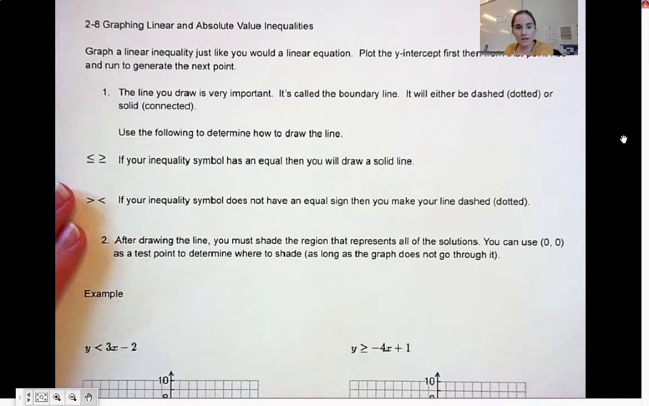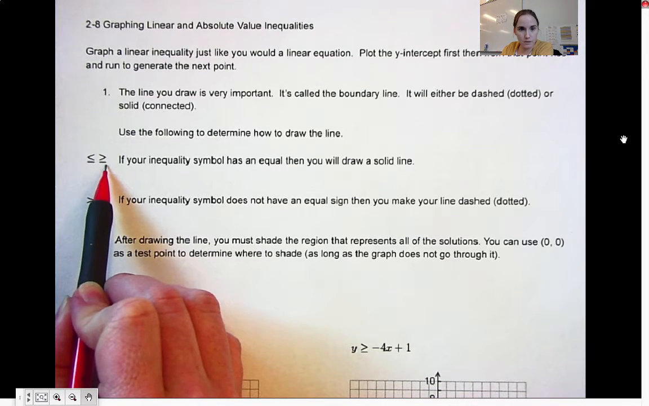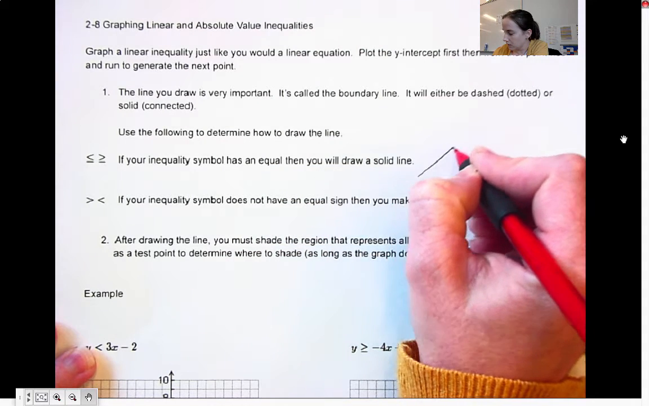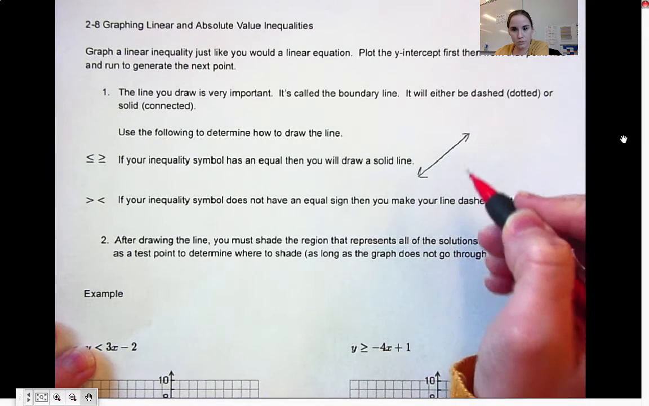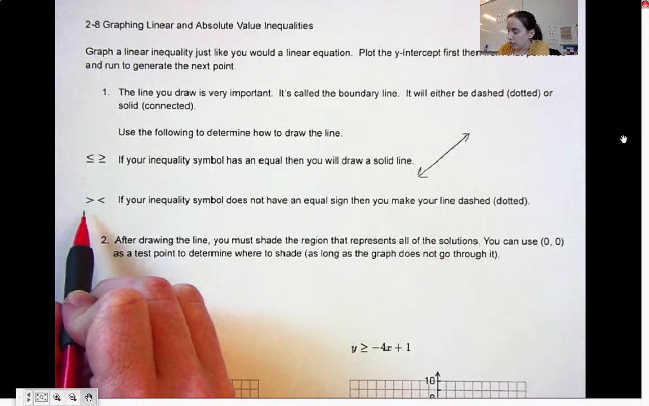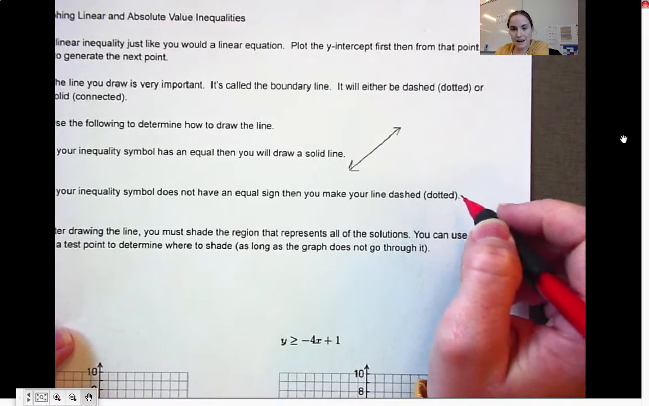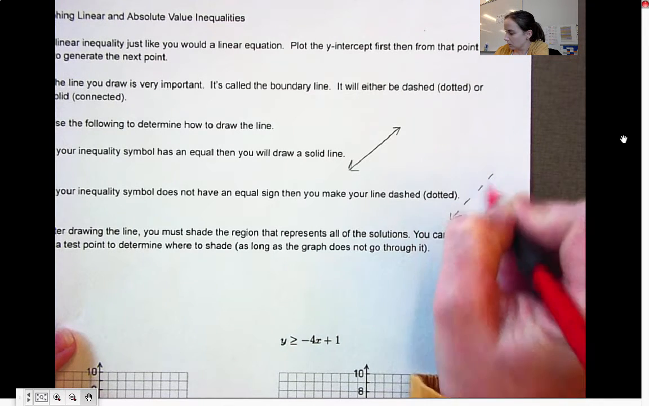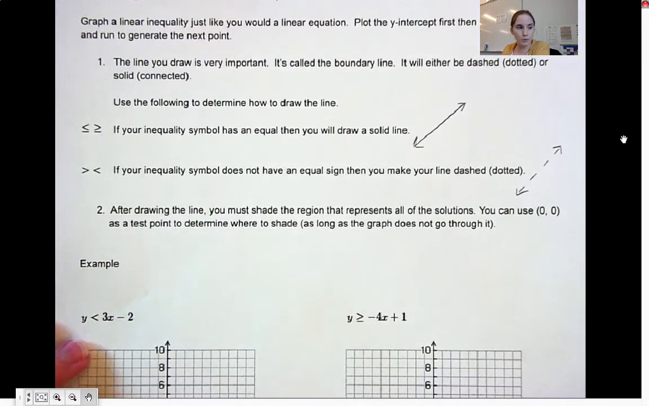And then when you graph the line, there are two things that you want to make sure that you do. One, if it has an equal sign underneath the inequality symbol, draw a solid line. So my graph would be like this, or my whole line is connected. There are no gaps in between. If, though, you do not have an equal to, you need to draw a dashed or dotted line, which would look like this. And then, of course, the second thing to remember is to shade appropriately.